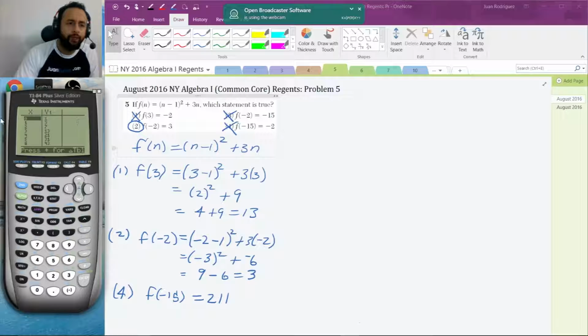F of 3. I go to x equals 3, and I verify, as my calculation said, f of 3 is 13, not the answer. I scroll up to -2. F of -2 is 3, as we suspected, so choice 2 is the answer. F of -2 is not -15. And if we continue to scroll to x equals -15, okay, we do find that f of -15 is 211. So the answer, in fact, is choice 2.